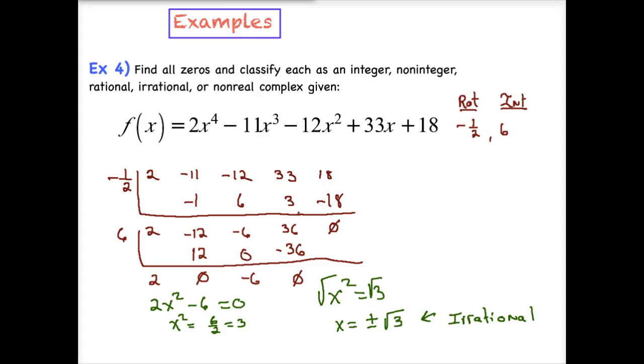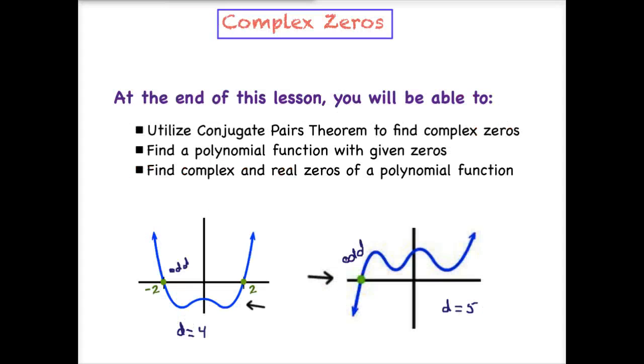And that concludes our lesson today on complex zeros. At this point, you understand the conjugate pairs theorem, and you can use it to help you find complex zeros. You can find a polynomial function with given zeros. You can also find complex and real zeros of a polynomial function.